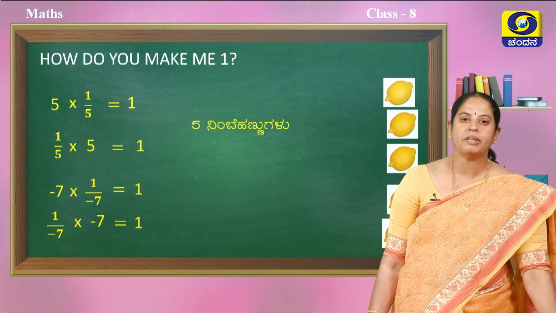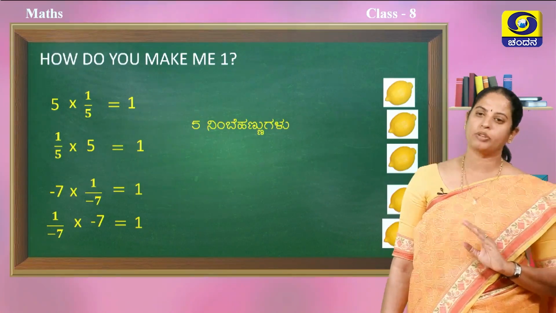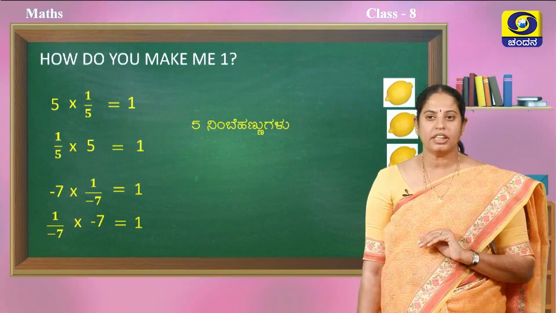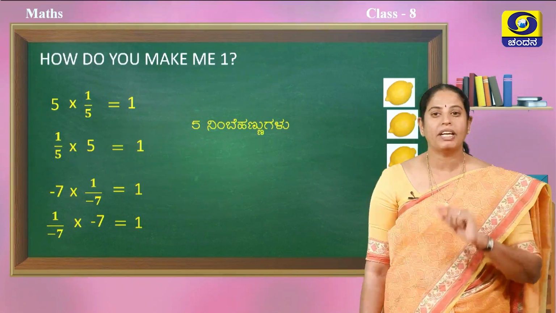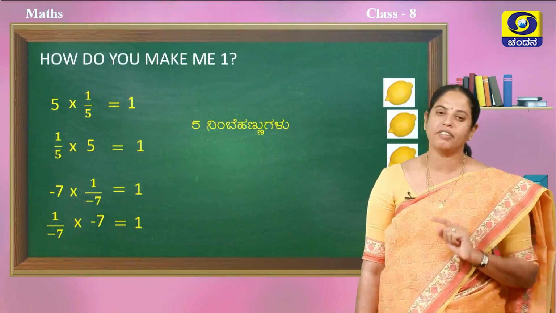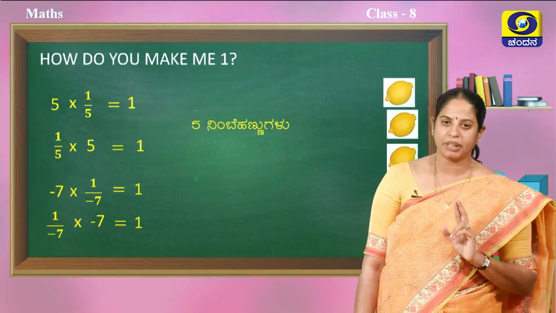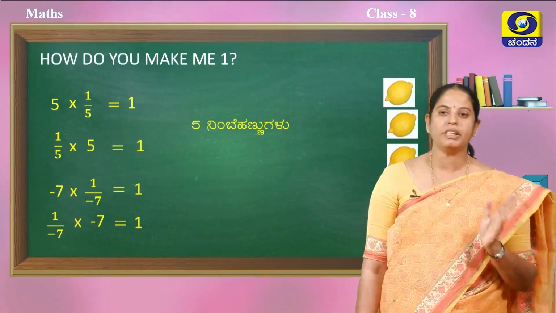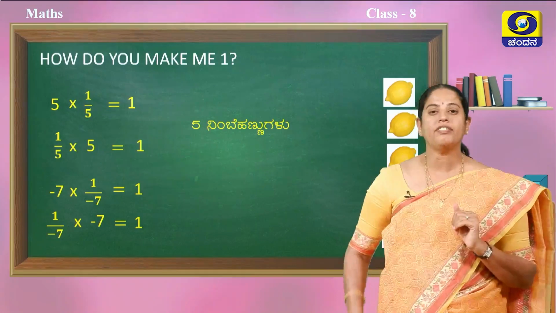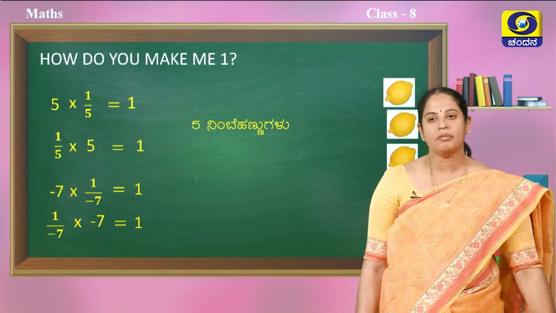Or when I multiply minus 7 with 1 by minus 7, I am going to get 1. Here I am getting the multiplicative identity. One is the multiplicative identity of rational numbers. When two numbers are multiplied and if we get the multiplicative inverse, then we call those two numbers reciprocal.